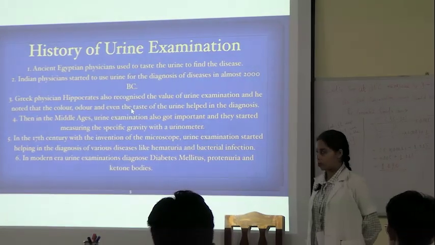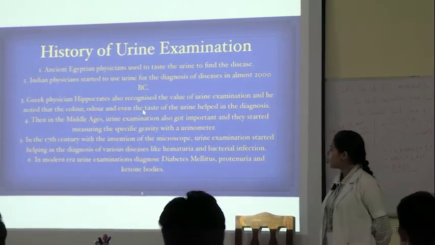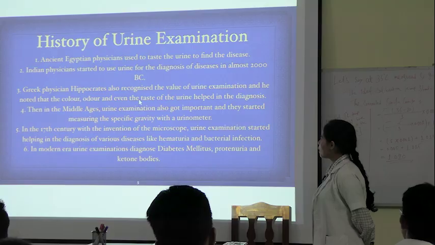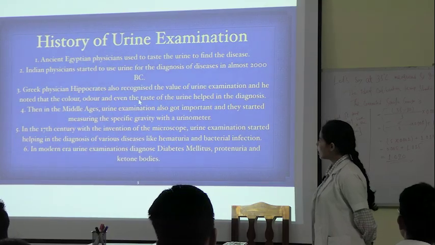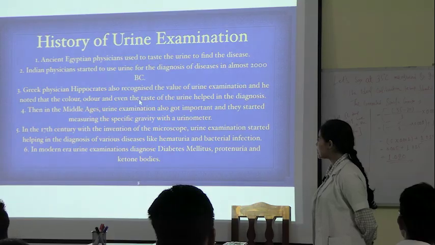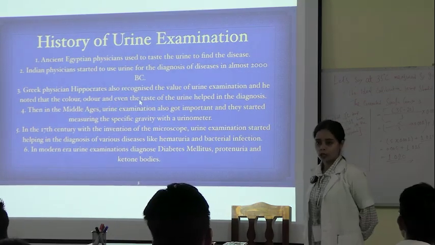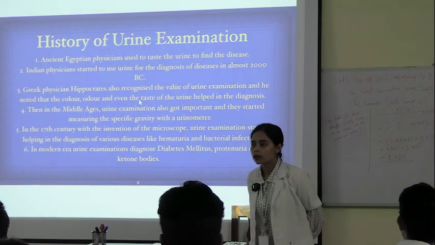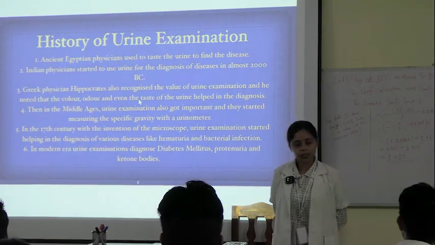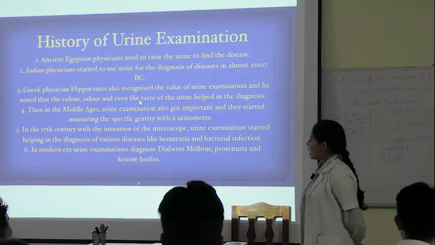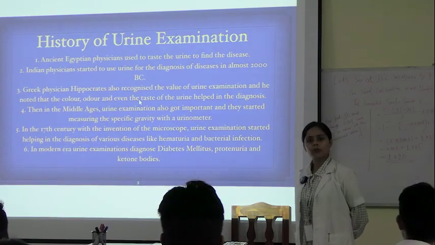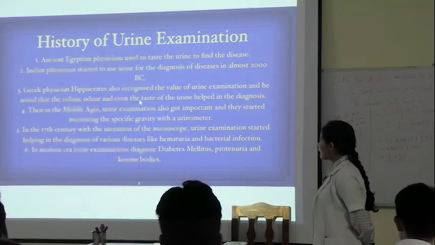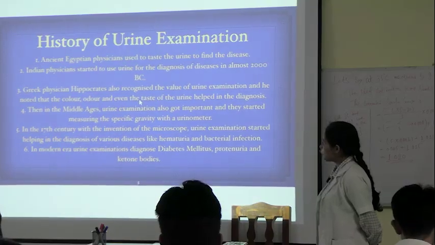In the Middle Ages, urine examination also became important, and they started measuring the specific gravity with a urinometer. In the 17th century, with the invention of the microscope, urine examination started helping in the diagnosis of various diseases like hematuria and bacterial infection. Now any idea what is hematuria? Yes, blood in urine. So that helped us. Under the microscope we could see the presence of blood in urine. So in the modern era, urine examination diagnosed diabetes mellitus, proteinuria and ketone bodies.